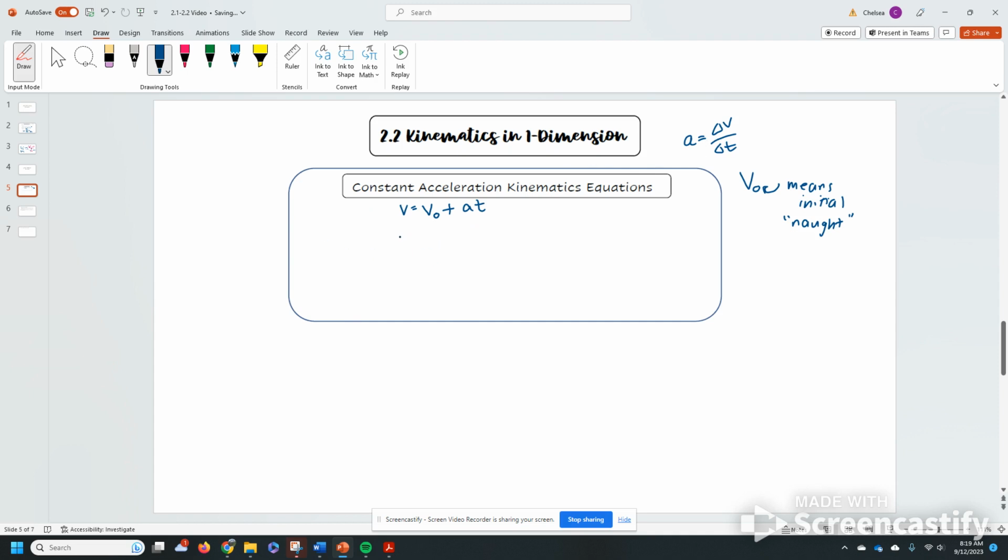Our next equation is the long one. Our final position equals our initial position, x naught, plus our initial velocity times time, plus 1/2 times our acceleration times t squared. And then our last equation is going to be our final velocity squared equals our initial velocity squared plus 2 times our acceleration times our displacement. If you want to know where these equations came from, ask me in class.